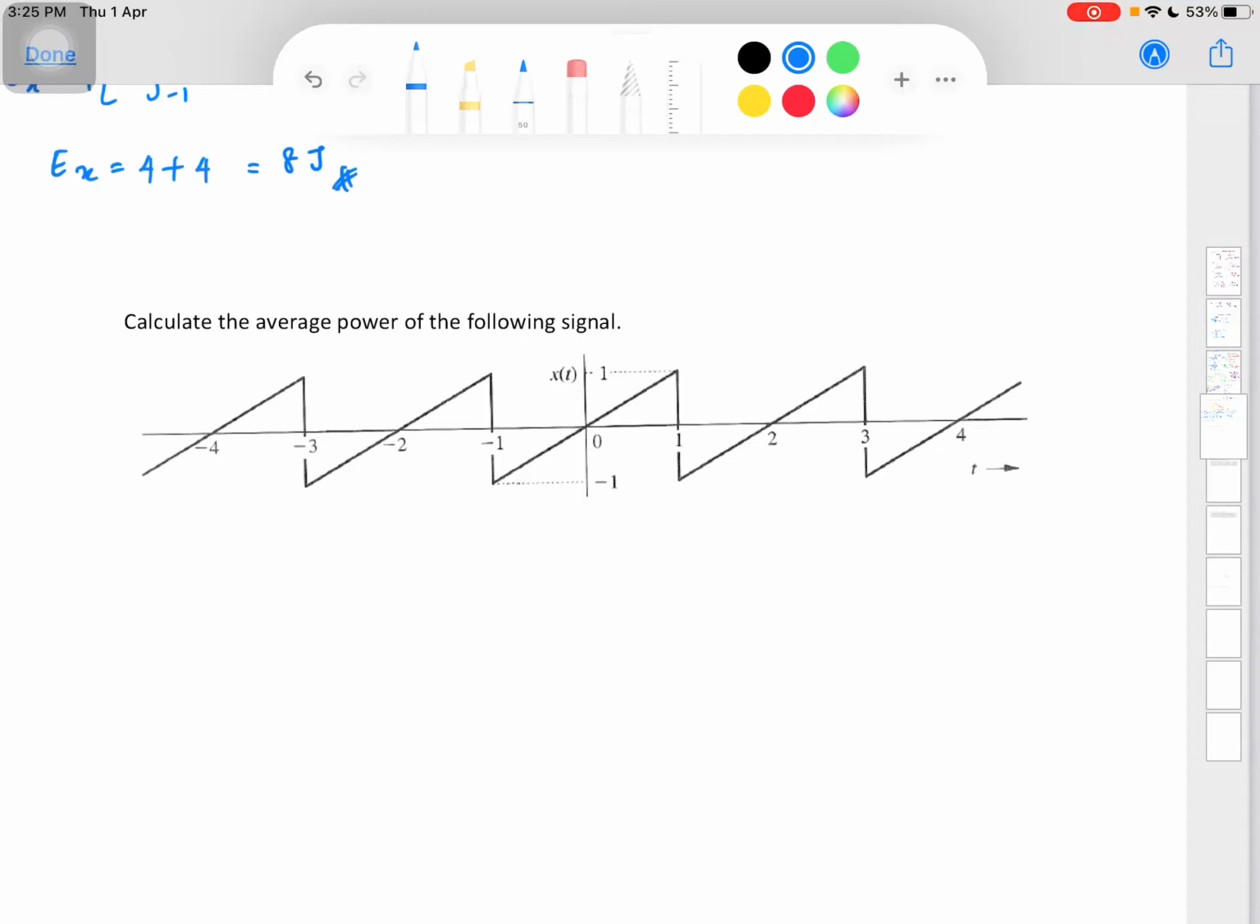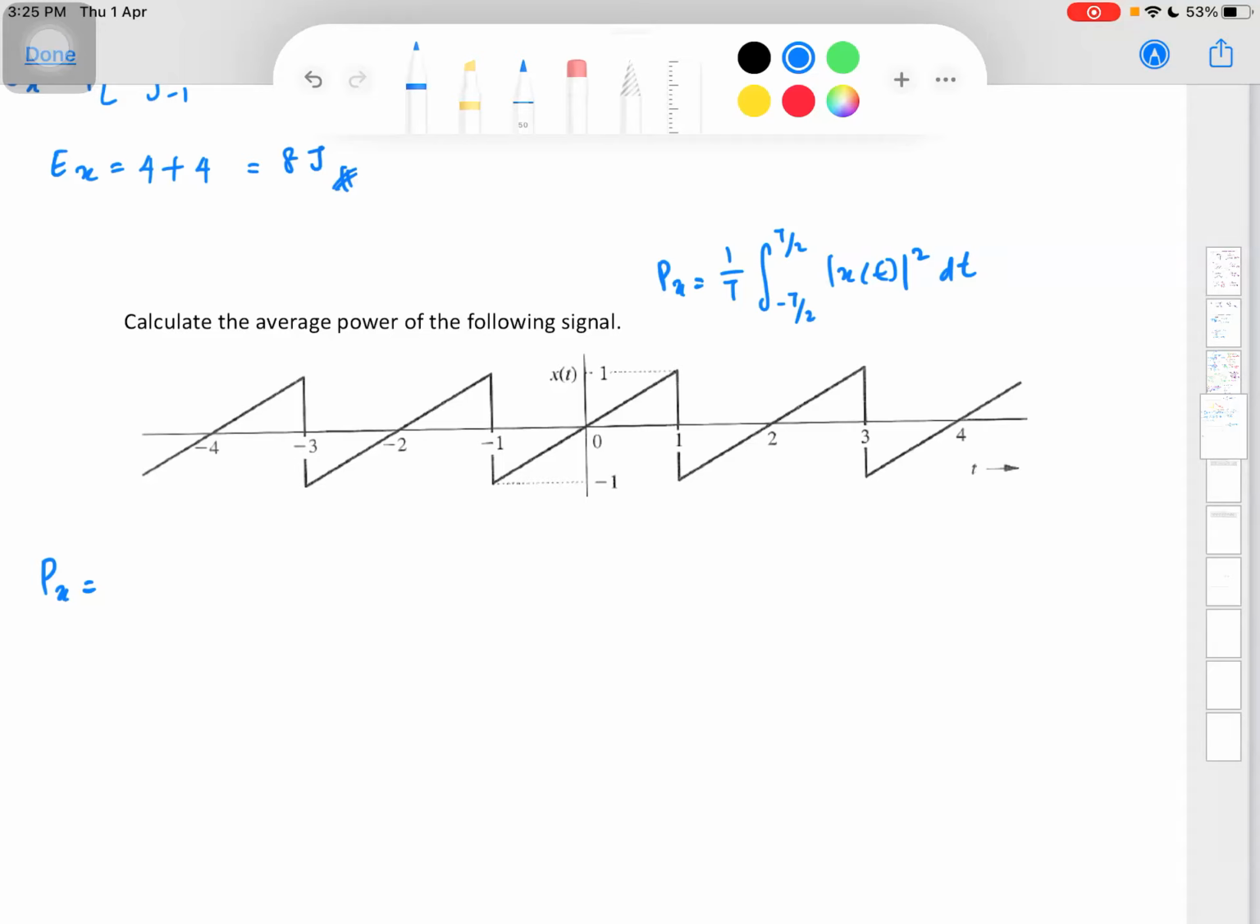Right. So the general equation for power is 1/T, integral from -T/2 to T/2, the signal to the power of 2 dt. Right. So if we apply that, okay, we can integrate the signal over one period, because we have a periodic signal. So the power for the signal over one period will represent the power of the signal for the entire time, for the time approaching infinity.